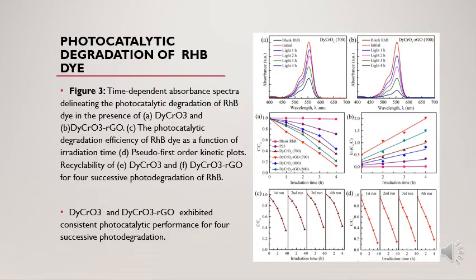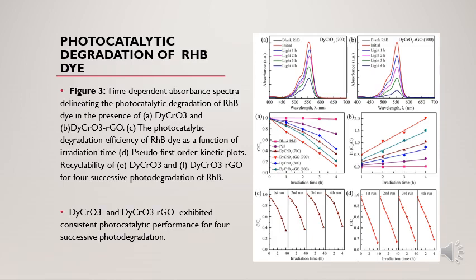For assessing the potential photocatalytic degradation performance of the nanomaterials, the dysprosium chromide nanomaterials and reduced graphene oxide dysprosium chromide nanocomposites are subjected to degrade a standard dye, rhodamine B, under the irradiation of UV visible light in an aqueous solution. Time-dependent absorption spectra delineating the photocatalytic degradation of rhodamine B dye in the presence of dysprosium chromide and reduced graphene oxide dysprosium chromide is demonstrated in figure 3a.